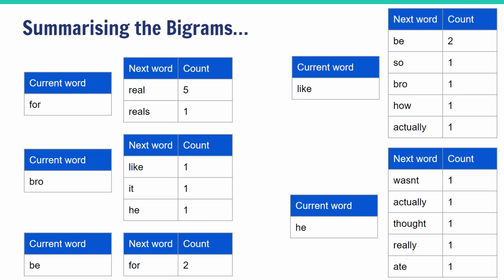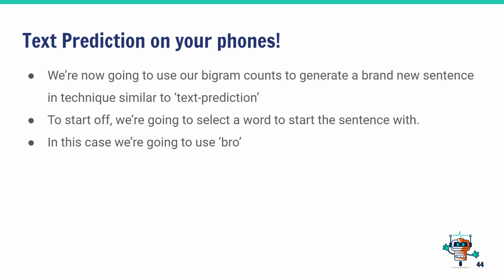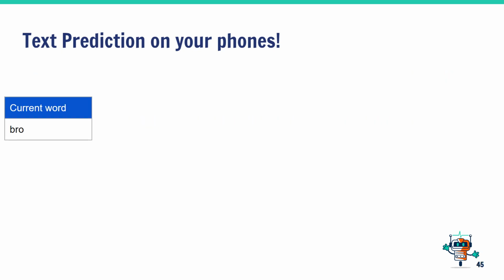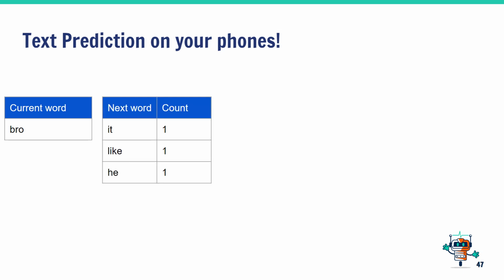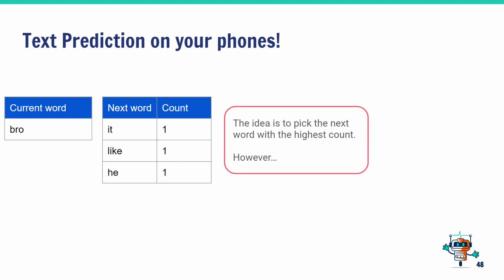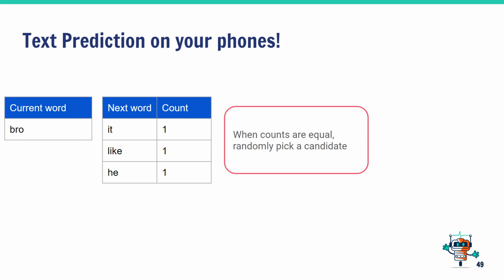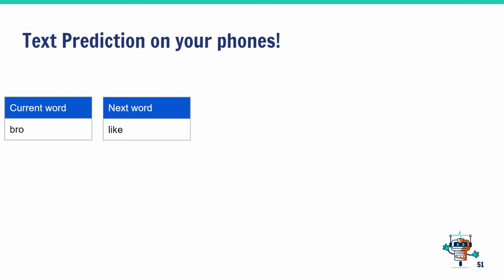And so what we're going to do now is summarize all of the bigrams we looked at there, and we're going to use these set of tables and counts to automatically construct a sentence for ourselves. And in our example here, we're going to start a sentence with the word bro. So we're going to look at bro, that's going to be our current word. We're going to look at our bigram tables, and we're going to see that these are the words that follow bro in our history. So what we'll generally do is pick the next word as the one that has the highest count. But in this case, they all have the count of 1. So we're just going to randomly pick a word here. So let's just pick like. So now we have bro, like.